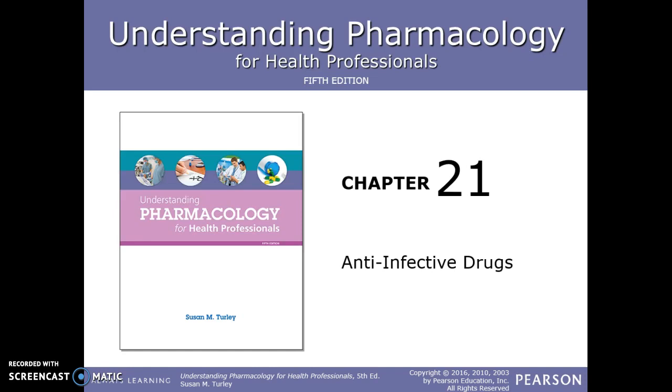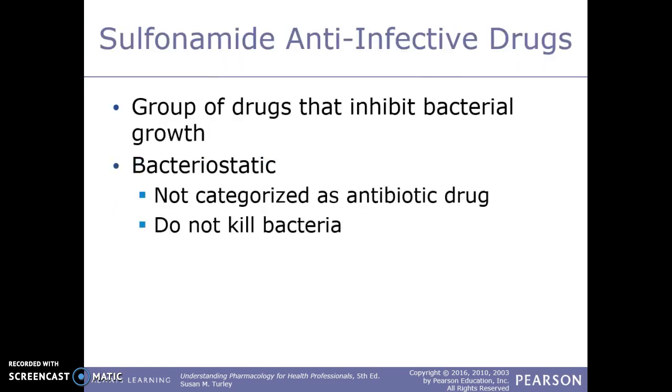And so the first example is the sulfa drugs. These are a group of drugs that actually inhibit bacterial growth. They don't kill bacteria, they just keep them from replicating. And so that's why they're not called antibiotics, they're called sulfonamides. So anything that falls into this category is a sulfonamide. In other words, they don't kill the bacteria.